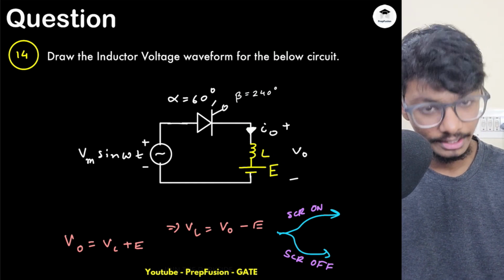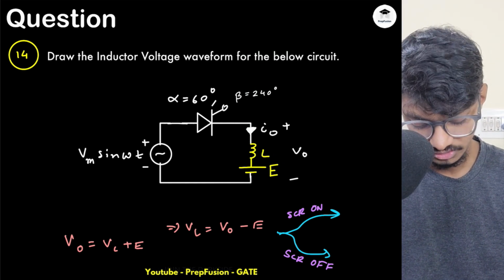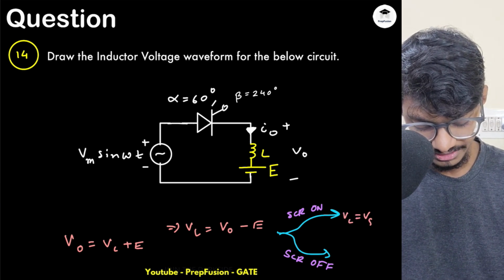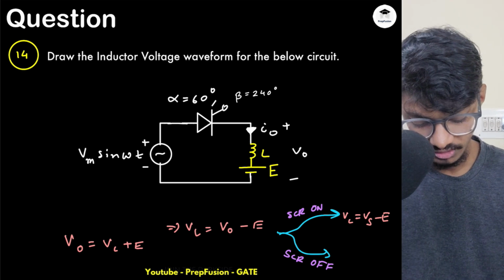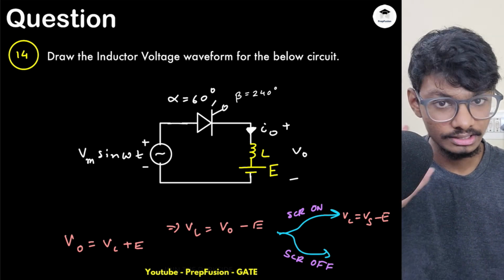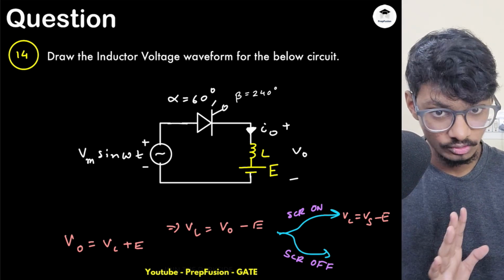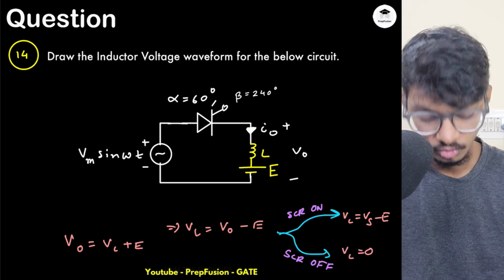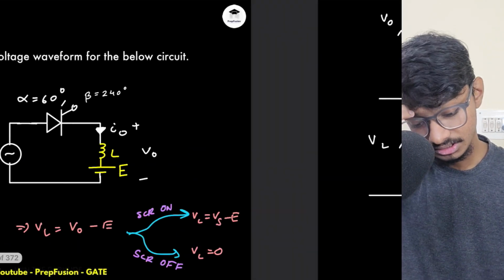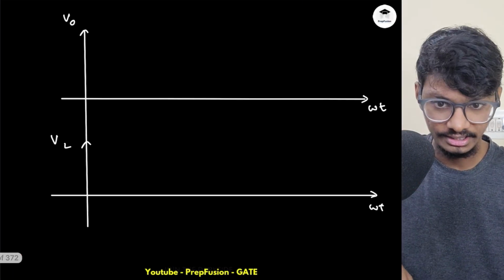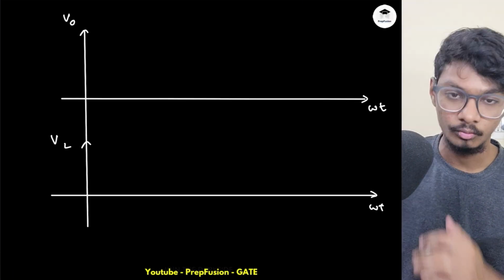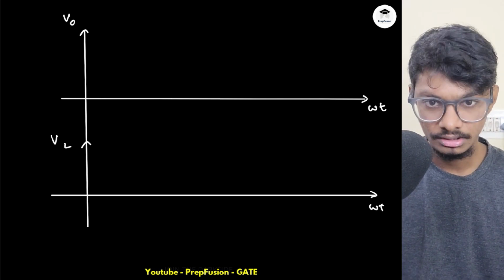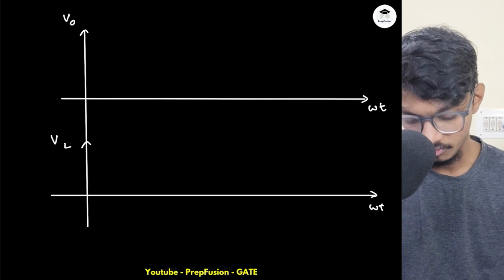Okay, so here the inductor voltage whenever SCR is on, VO will be equal to VS, so VL will simply be VS minus E. Whenever SCR is off, the current through the inductor is constant, 0, so dIL by dt will also be 0, hence VL will be simply 0, because VL is equal to L dIL by dt. So like that I can understand with what reference I should plot. I'll plot with reference to the output voltage.